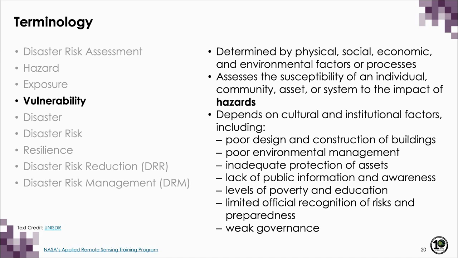So what is vulnerability? Vulnerability is actually determined by physical, social, economic, and environmental factors or processes, which assesses the susceptibility of an individual or a community, asset, or system to the impact of hazards. How vulnerable a particular sector of society or infrastructure is to hazard is what vulnerability is representing. So it depends on cultural and institutional factors, as shown here. Poor design and construction of buildings, poor environmental management, inadequate protection of assets, lack of public information and awareness, levels of poverty and levels of education, limited official recognition of risks and preparedness, and weak governance. So it depends on whether there are any mitigation steps placed for disaster or not. And so vulnerability depends on all these factors.